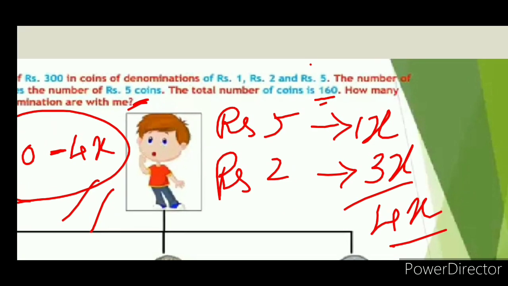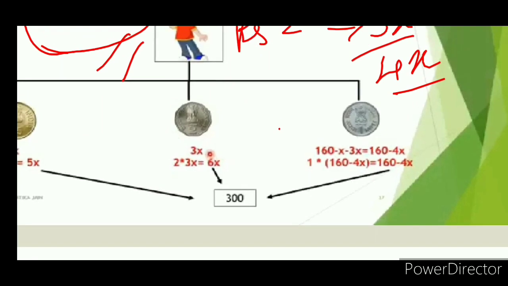Next, 2 rupee coin. How many? 3x. 3x number of coins. To find its value, 2 into 3x. That is 6x. Right, children? For example, you are having 8 2 rupee coins. Total how many? Its value how much? Total value 8 into 2, rupees 16. Like that, here 3x is the number of coins, that is 2 rupee coin. If you multiply that 3x with 2, you will get the value of that particular currency. So 2 into 3x is 6x.